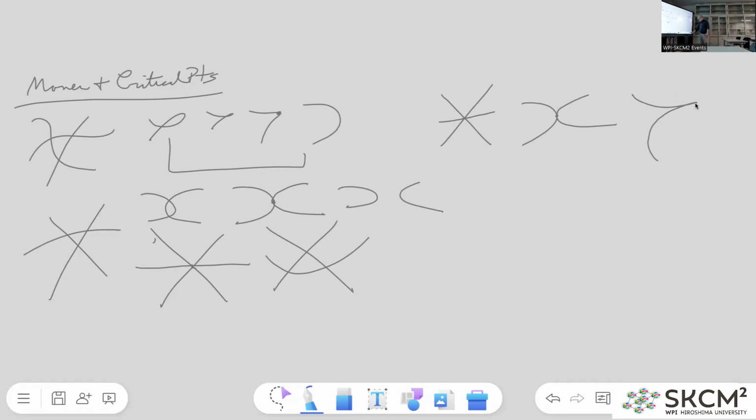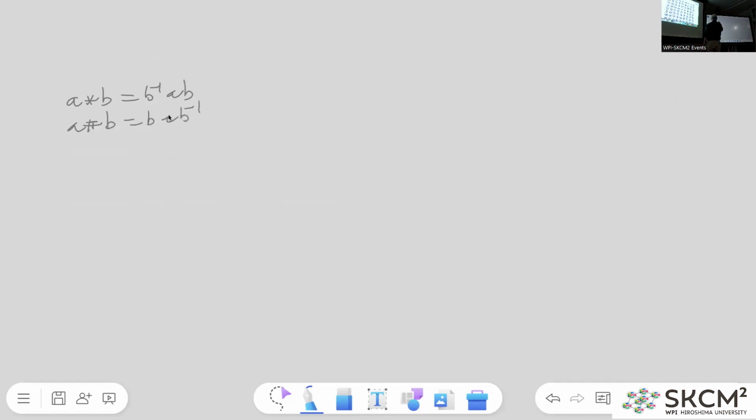Okay, so I was about to do an algebra exercise. We were going to define A star B to be equal to B inverse A B, and A sharp B to be equal to B A B inverse. And now we want to see that that gives us an oriented quandle structure on a group.